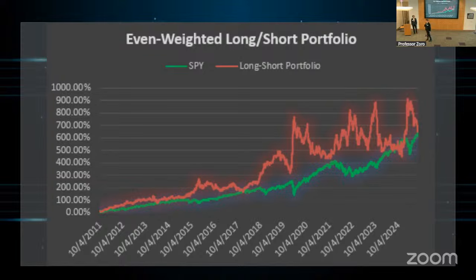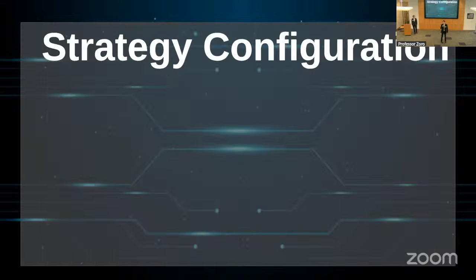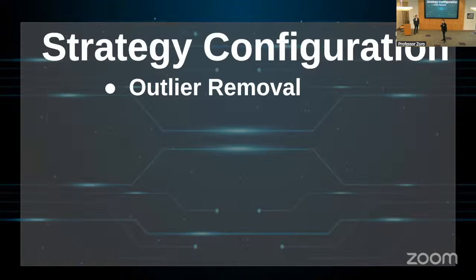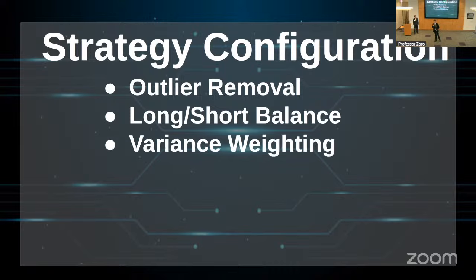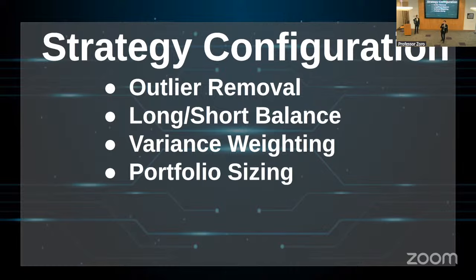So this portfolio could possibly add some downside protection to someone hoping to expose himself to a market correction. But what else can we do? Well, we can try removing outliers. We can try changing our long-short balance. Maybe we don't want 50-50. We can try weighting by variance. Maybe we can give more or less priority to stocks with higher or lower variance to try to change our returns or our drawdowns. And we could change our portfolio sizing from maybe 20 to 50 to 100 to see how it performs. But as it turns out, we did try all these things.